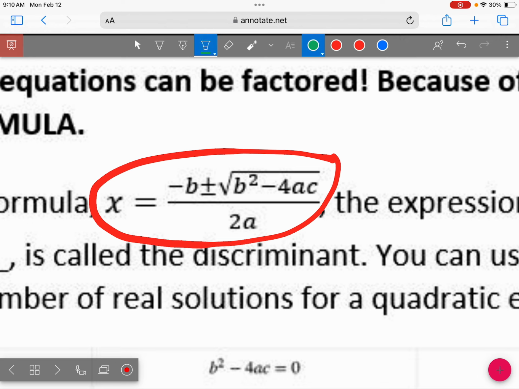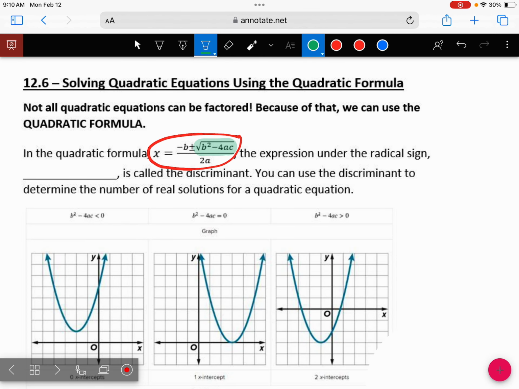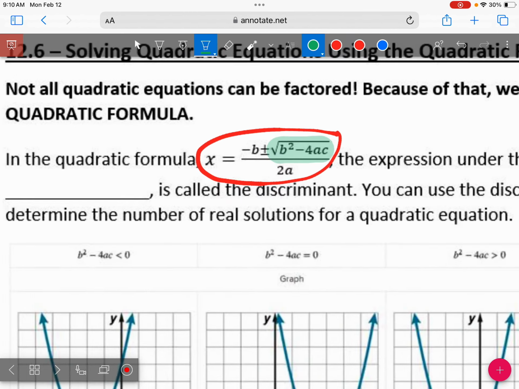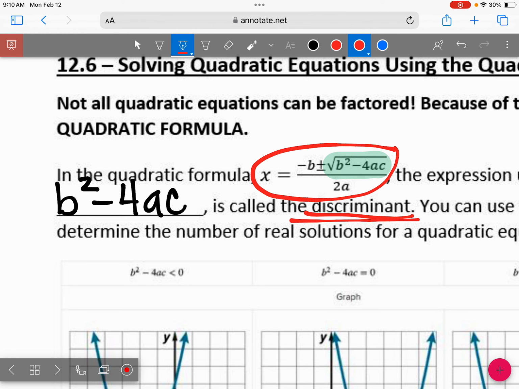The part under the square root, this piece right here, is called my discriminant. Now that does not tell you the solution, but it tells you how many solutions we're looking for. So the expression under the radical, I want you to write on that line. Can you write b squared minus 4ac? That is called the discriminant, and it's really, really important. And that's all we're going to talk about today is the discriminant. The reason why it's important is because it will tell us how many solutions we are looking for.